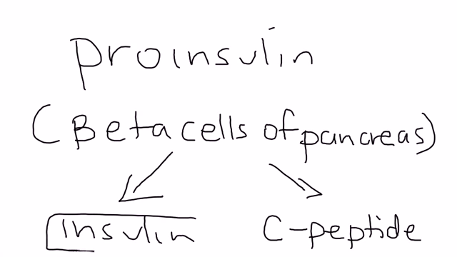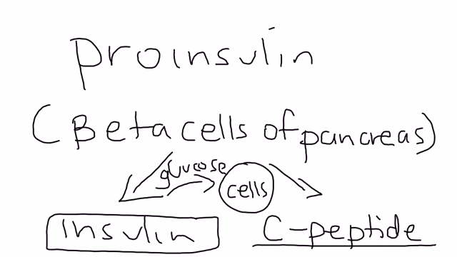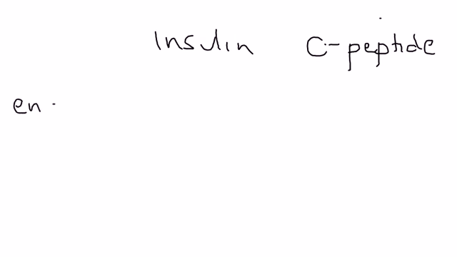Now, insulin, of course, is what's responsible for bringing glucose back into the cells. But measuring C-peptide levels is helpful in determining whether you have an endogenous or exogenous source of insulin, and I'll explain what that means. So let's put insulin here. Let's put C-peptide here, and let's put endogenous and exogenous.